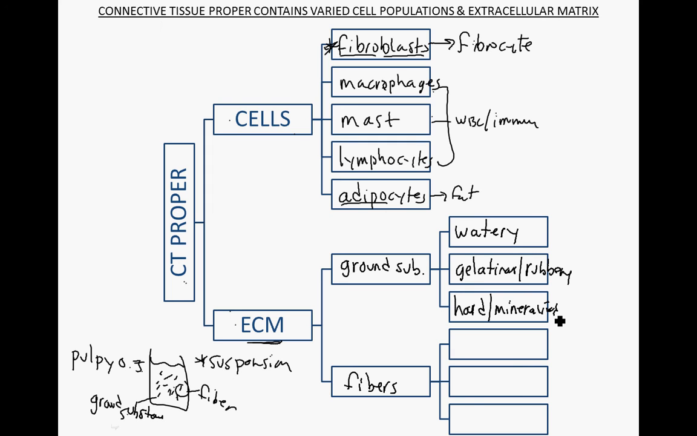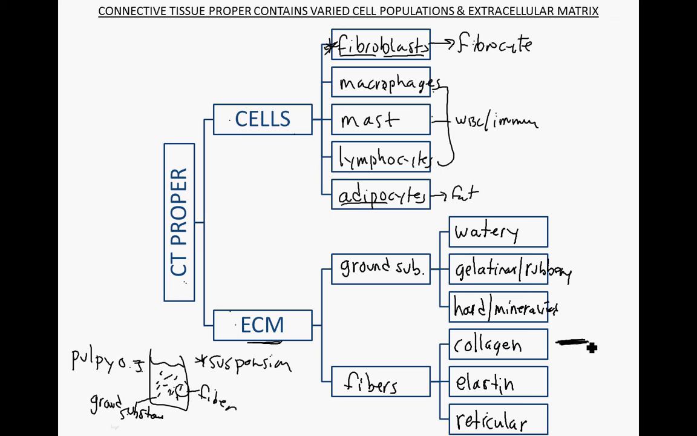The fibers then that are suspended in that ground substance, the primary type are collagen fibers, and this is a protein, collagen. And then elastin is another type of fiber. And then lastly, reticular fibers. So these fibers, the collagen, the elastin, and the reticular fibers look a little different.